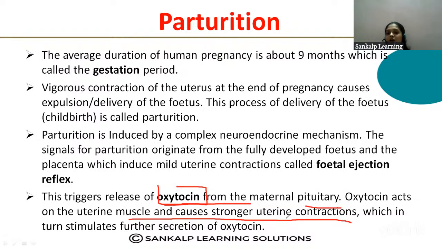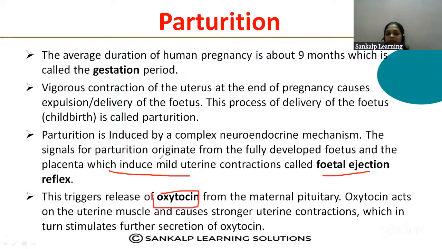And what is the function of the oxytocin? That brings about more muscle contraction, uterine contraction. After uterine contraction, parturition happens, right? Yes, so that is the role of the oxytocin. Then what is fetal ejection reflex? How is the fetal ejection reflex induced? That is induced by the signal originating from the fully developed fetus and the placenta. So these are all very important.